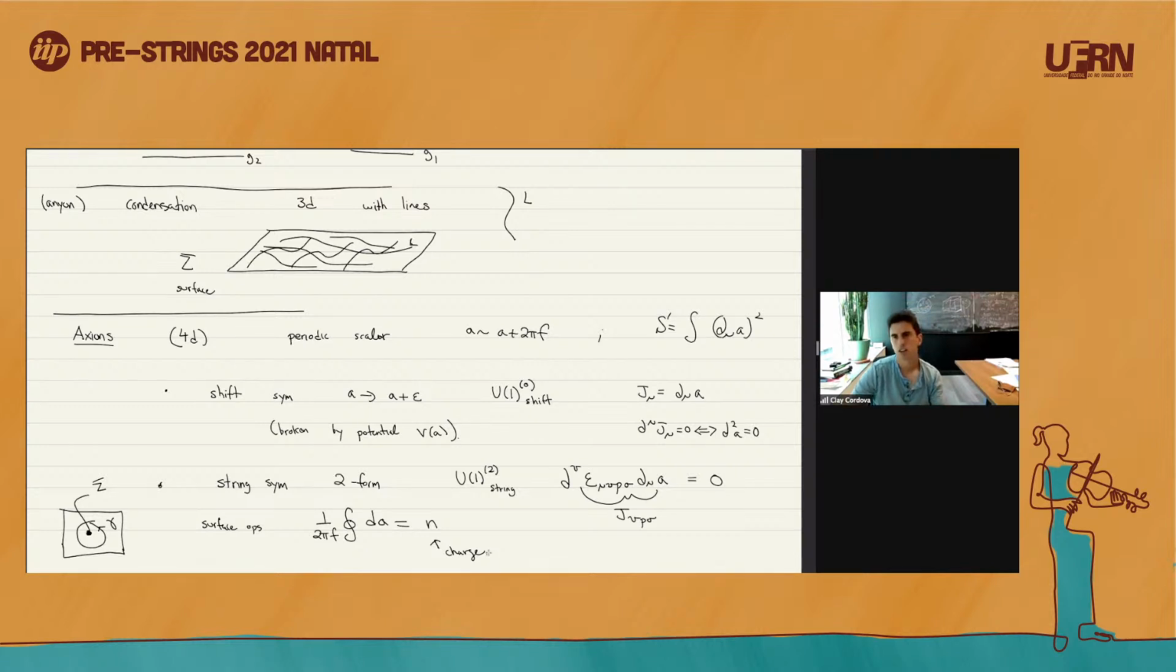So this is another good example I just wanted to show you to keep in mind. Just like the Maxwell theory has these two 1-form symmetries, the axion theory has a 2-form symmetry. That's interesting to study. Okay, so maybe I'll stop with this.